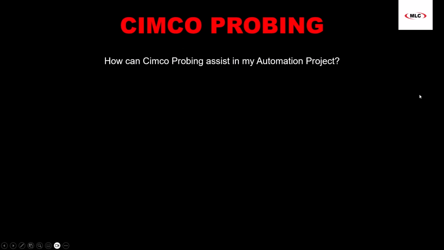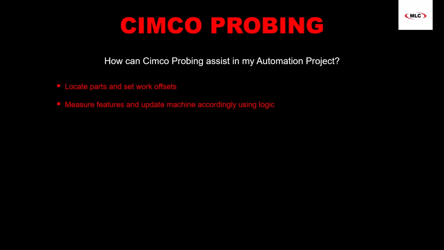So how can CIMCO probing assist in this automation project? Well, we can use it to locate parts and help set work offsets, measure features and update the machine accordingly using logic, or we can output feature sizes for documentation.